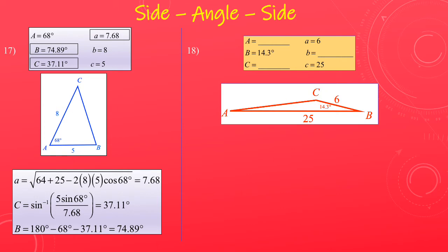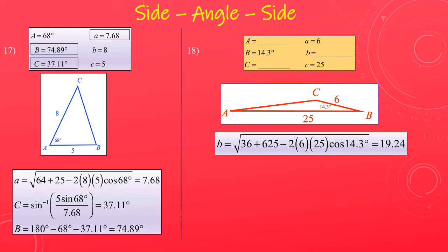An illustrative problem of the danger in the law of cosines is number 18. We are given that angle B equals 14.3 degrees, little a is equal to 6, and little c is equal to 25. This is clearly a side angle side problem. We make the picture and we realize that we have a very distorted triangle. It is drawn somewhat to scale.